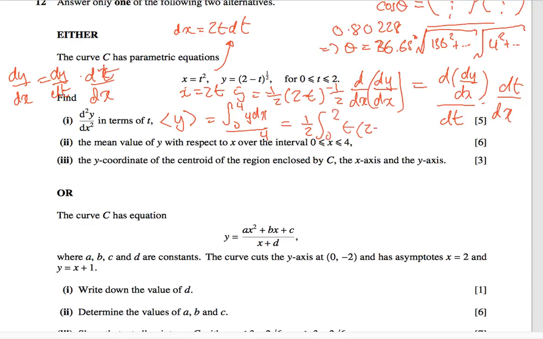2 minus t to the power of a half. It's not an easy integral because you have this half, but if you use integration by parts, udv equals uv minus the other one, and you make this the u, the thing you differentiate, then it's pretty easy to do, and that actually gives you an answer of 8 over 15 square root 2.